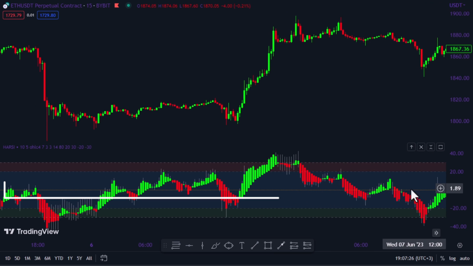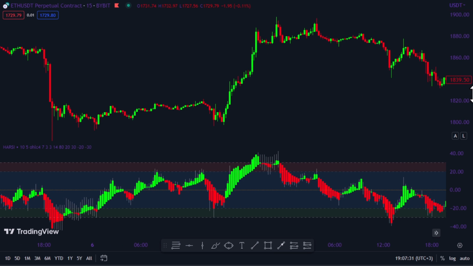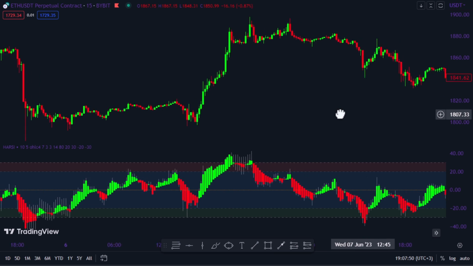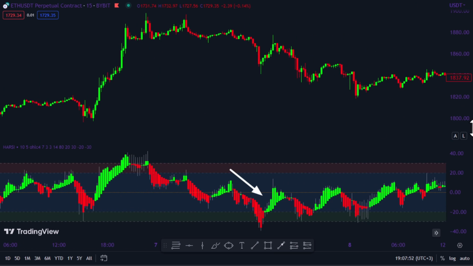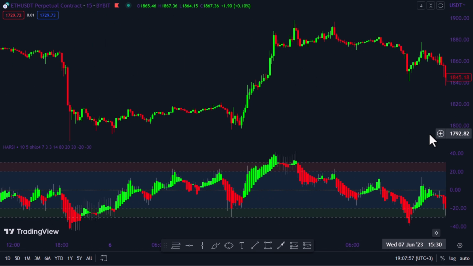The final component is the center line. The center line is set at a value of 0, or we can just call it the mean. This line represents the equilibrium or middle point between bullish and bearish momentum. When the oscillator crosses above the center line, it indicates that bullish momentum is gaining strength and may suggest a potential uptrend. And whenever the oscillator crosses below the center line, it suggests that bearish momentum is increasing, indicating a potential downtrend.